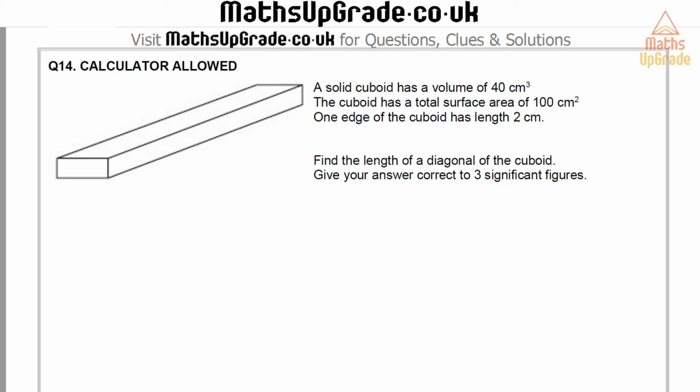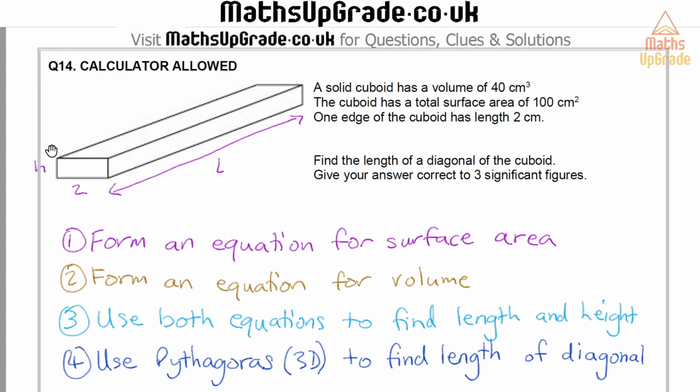So there's a lot of information there, and nothing on the diagram. So let's label some of that up on the diagram. So I'm told that one edge of the cuboid has got length of 2, so I've labelled that as 2 there.